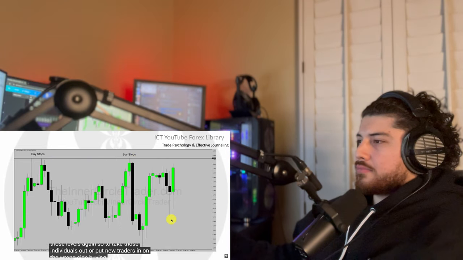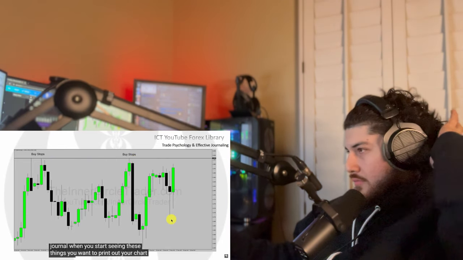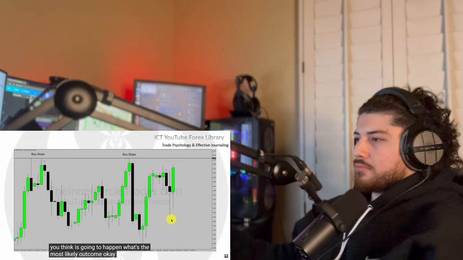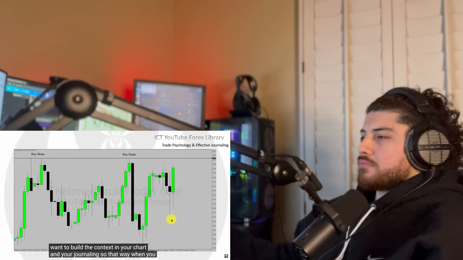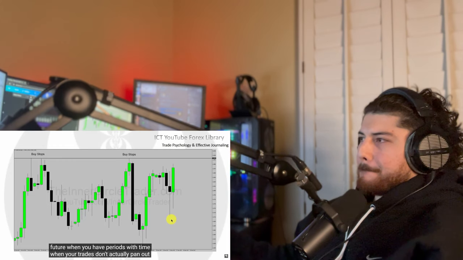So to take those individuals out, the traders on the wrong side buying, the market's going to push up there. So in your journal, when you start seeing things like this, you're going to print out your chart or screen capture it, and write down what you think is going to happen, the most likely outcome. That way you build context in your journal, so when you go back and look at it, if it pans out, you're going to be encouraged in the future.